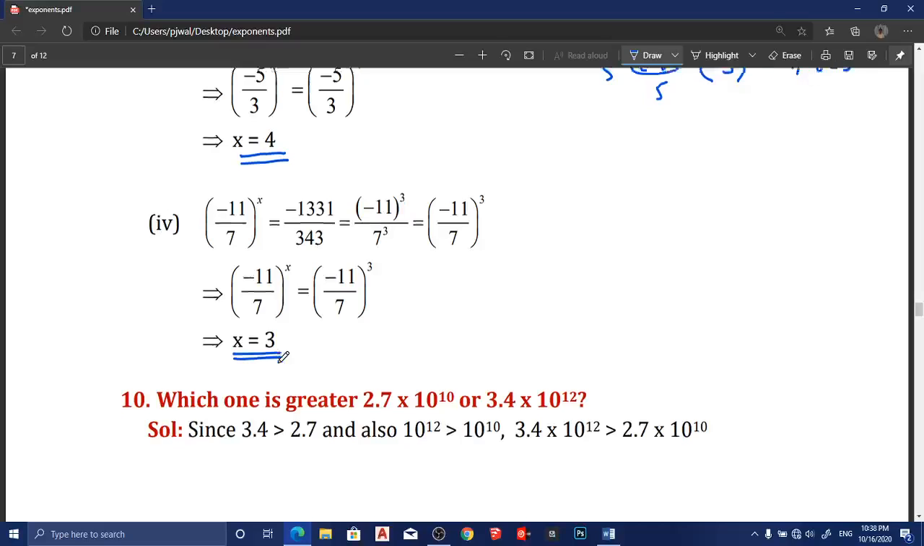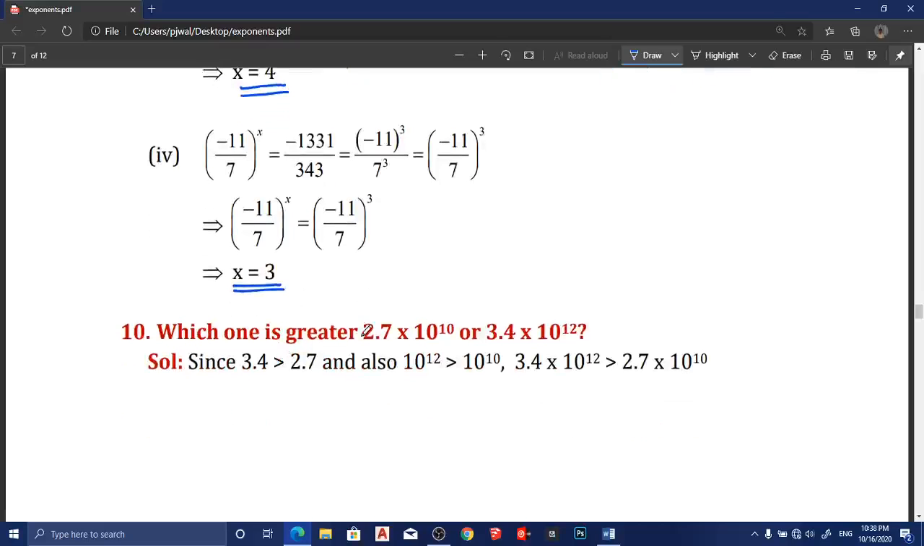Okay, now the last problem of this exercise: which one is greater, 2.7 into 10 raised to the power of 10 or 3.4 into 10 raised to the power of 12? Already, while I was explaining in the introduction, these exponents are used to compare larger numbers also. Not only to write them in a shorter form, and not only in a shorter expanded form, they can be used to compare larger numbers also.